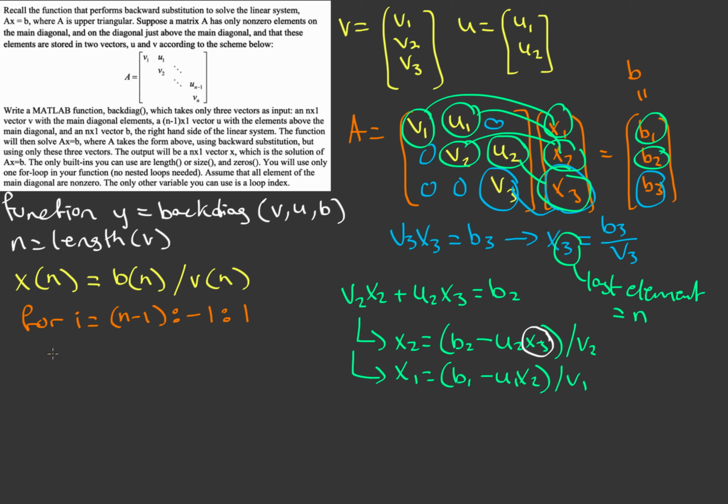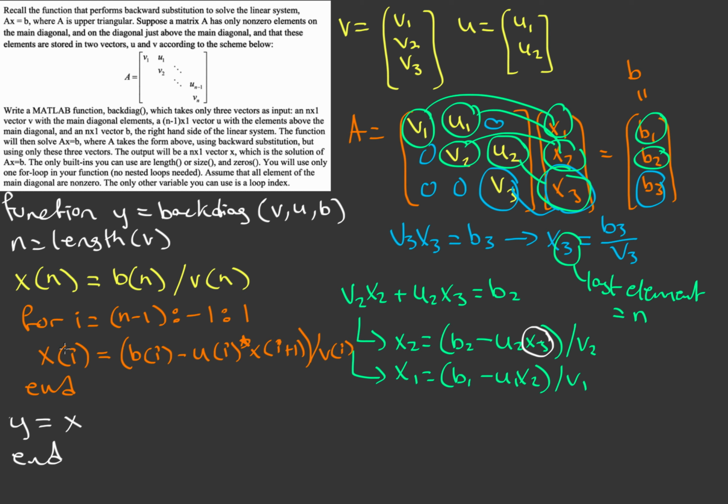And we're going to say x of i, which is what we want, is going to equal b of i minus u of i multiplied by x of i plus 1, the value right above it, all divided by v of i. Then you're going to end your for loop right there, and then you're going to have y set to this output. So y is set to x, and you're going to end your function.